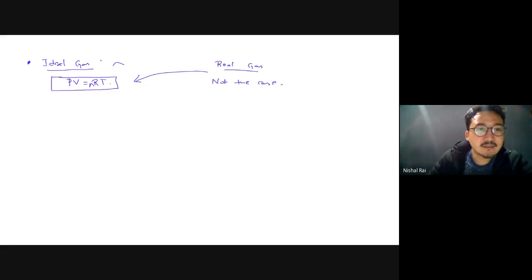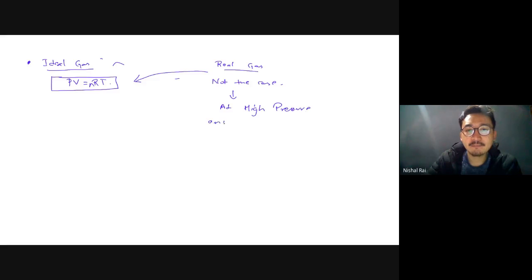This is an ideal gas or perfect gas equation, which is not obeyed by a real gas. Particularly at what? At high pressure and low temperature, it does not follow your perfect or ideal gas equation. At ordinary temperature and pressure, the deviation is small.